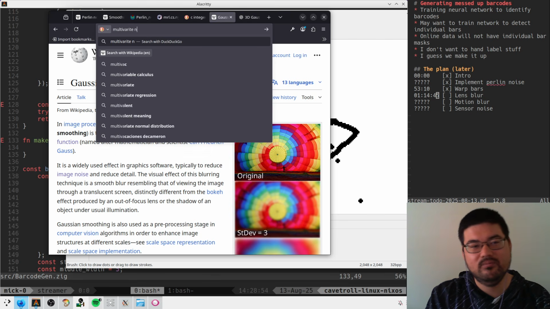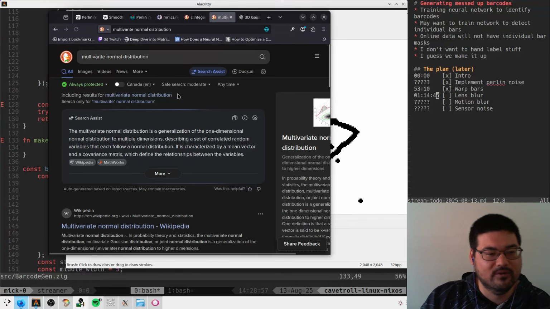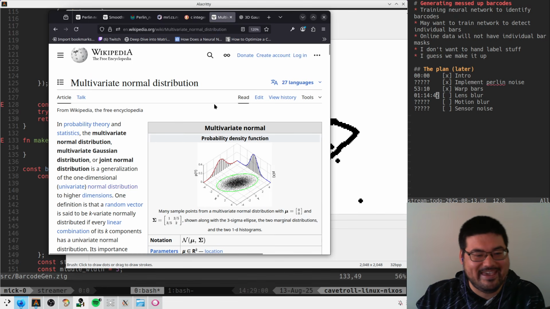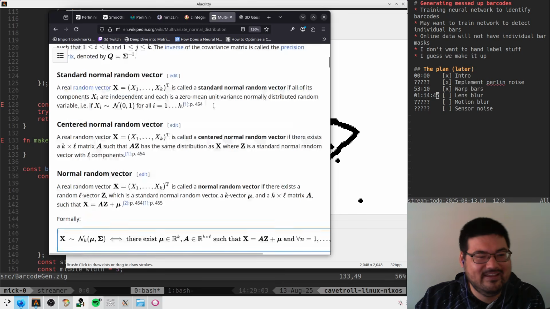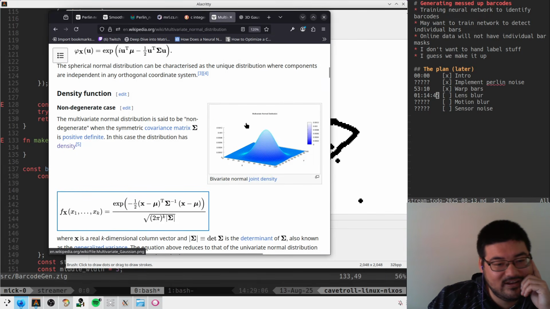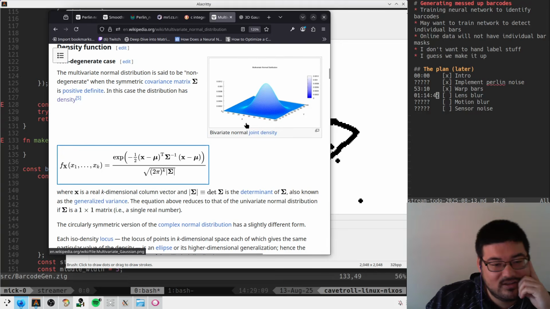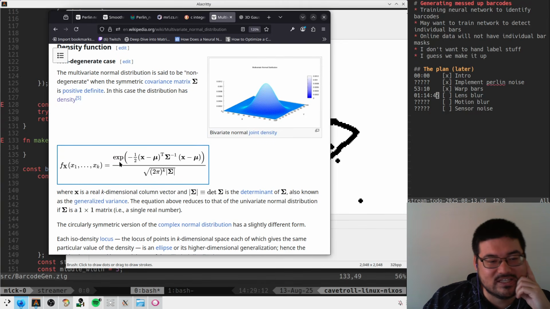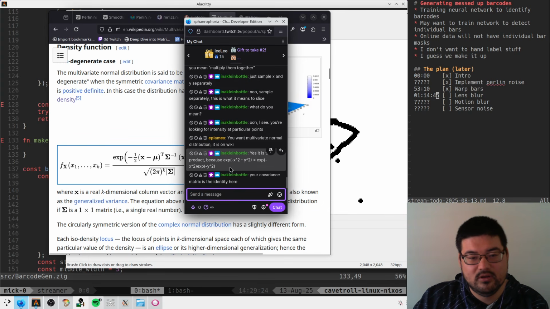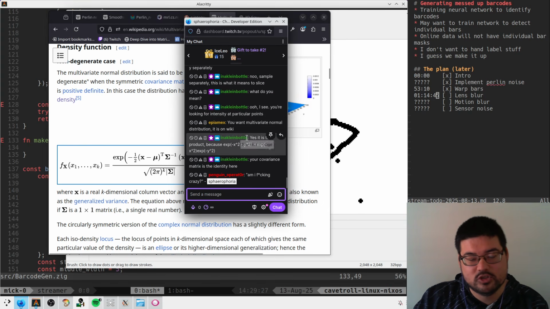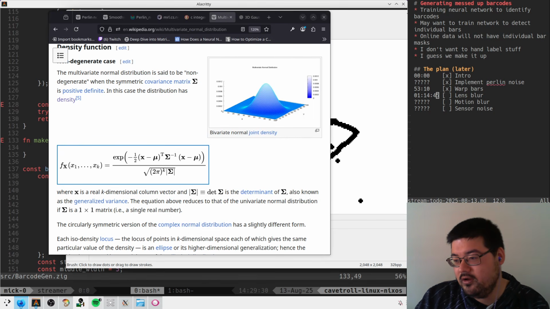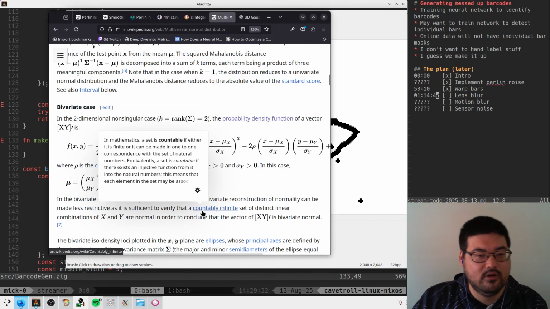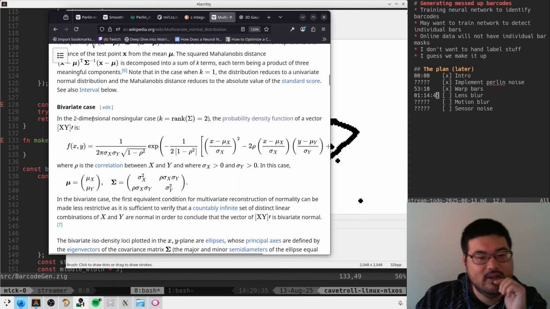Multivariate, there we go. Normal distribution. This is actually probably what I was looking for. Yeah, this is probably it. Yes, it is the product, because e to the negative x squared times e to the negative y squared is equal to this. Sure, I hope that's right. There is a 2D case described. Oh yeah, nice. This, right?